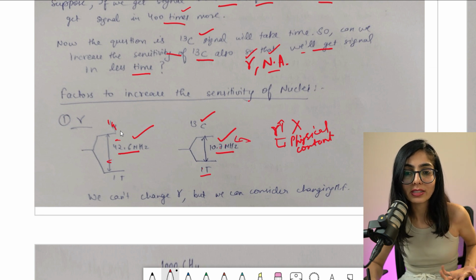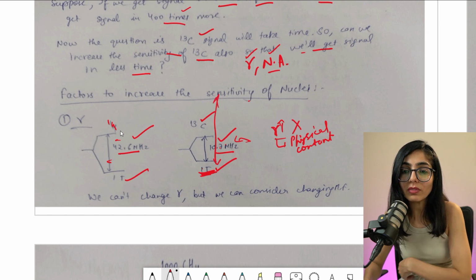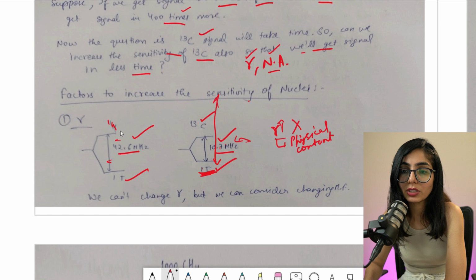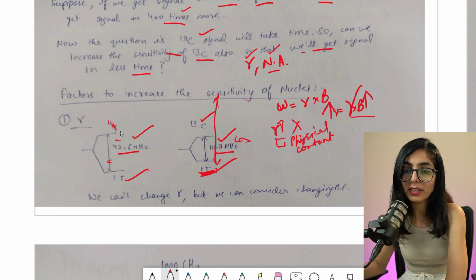So what can you increase? You can increase the magnetic strength. If you increase the magnetic strength, this difference will automatically increase. Remember the formula I told you: omega is equal to gamma into B, or nu is equal to gamma into B. So if I increase B, this frequency will increase, and the difference will increase. Fine, so let's see how things can be changed.